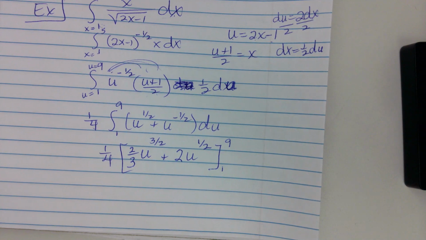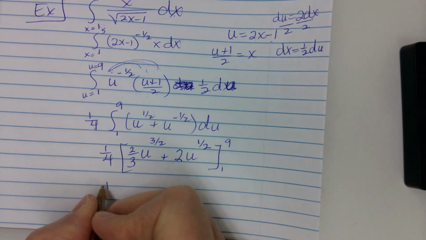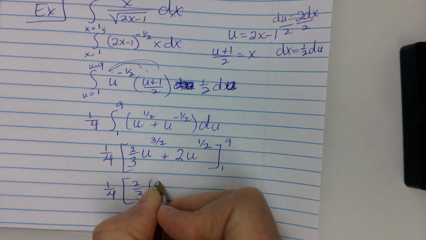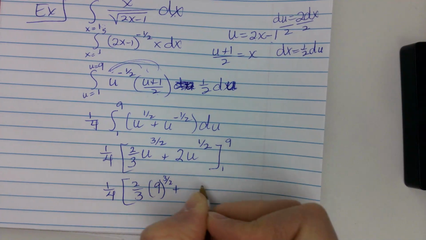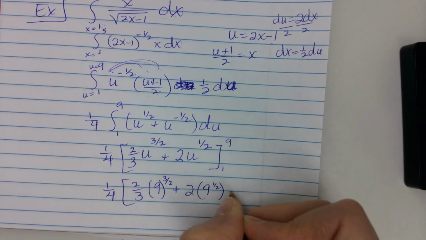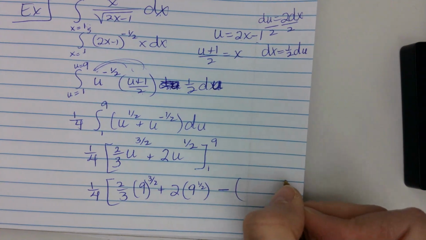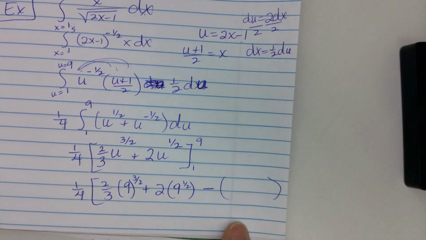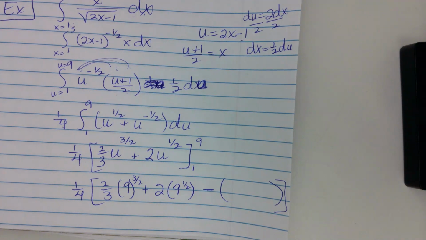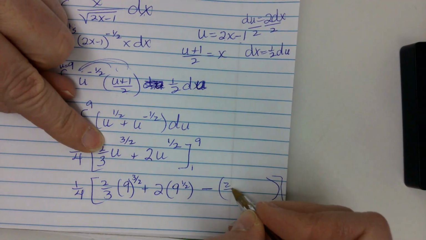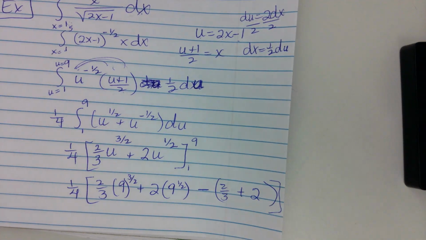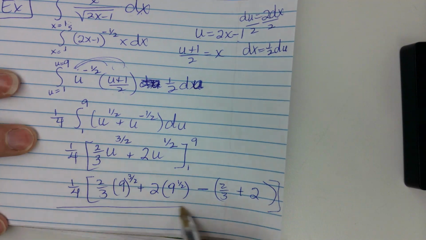If we're going to do it as free response, which you're welcome to practice for AP, 2/3 times 9 to the 3/2 plus 2 times 9 to the 1/2, minus, use parentheses. Do not forget these parentheses, or you will not get your answer correct. 2/3 times 1 to any power is 1. So there would be your free response answer.